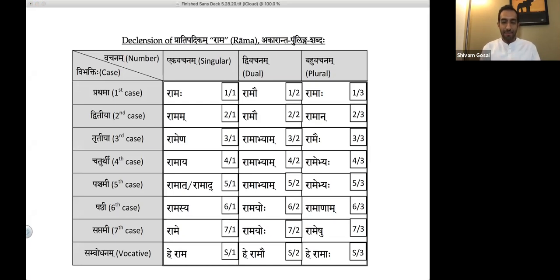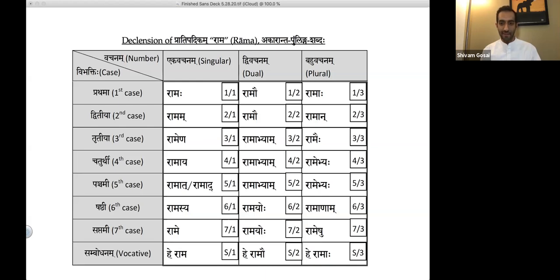Let's continue with our lesson. So let's look at our Rama Shabda. Can we chant this together? Yeah? Okay. Ramaha, Ramo, Ramaha, Ramam, Ramo, Raman, Ramena, Ramabhyam, Ramaihi. Fourth case. Ramaya, Ramabhyam, Ramebhyaha. Fifth case. Ramat, Ramabhyam, Ramebhyaha. Sixth case. Ramasya, Ramayoho, Ramanam. Seventh case. Rame, Ramayoho, Rameshu. And Sambodhanam. He Rama, He Ramo, He Ramaha.